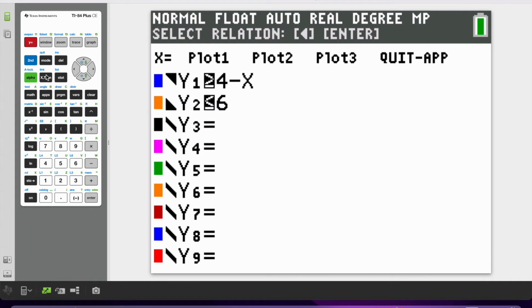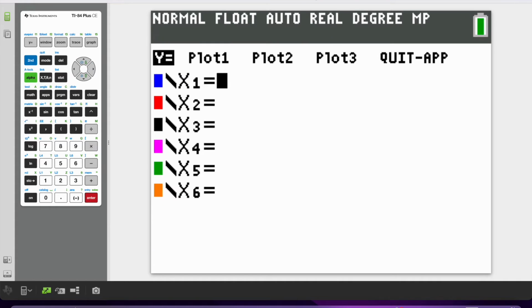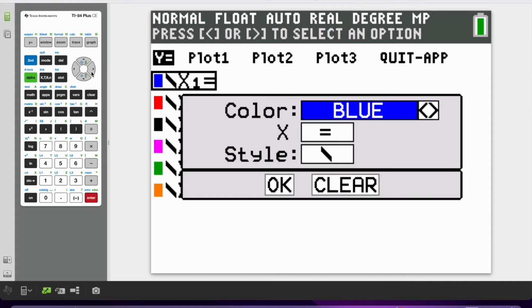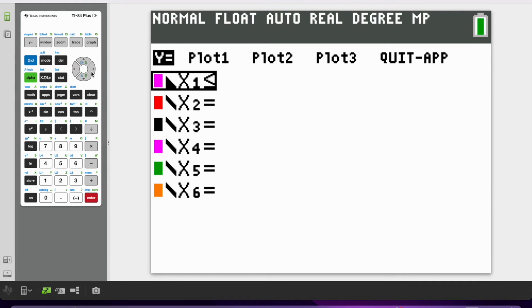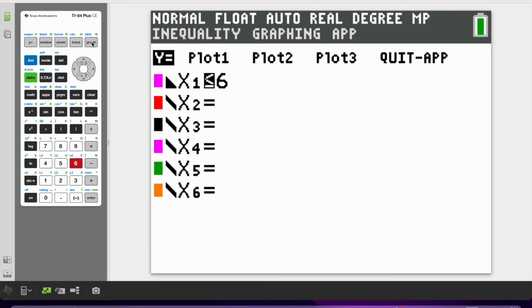The third inequality is a vertical line, x equal to 6 or x less than or equal to 6. So we take our cursor to x equal to, press enter. Now we set up the inequality for x equal to, press enter. We can choose a different color, let's say pink or any color. So x less than or equal to 6, and then we enter, and then we graph.